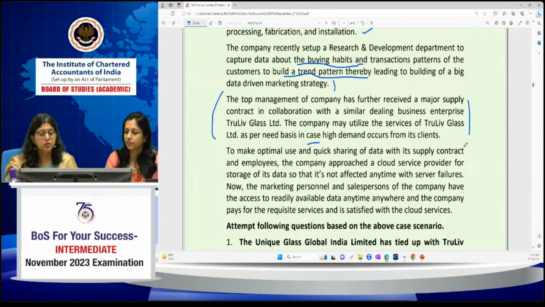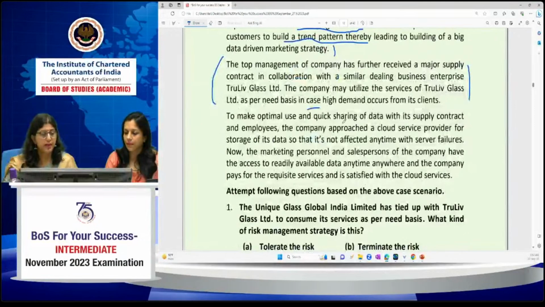To make optimal use and quick sharing of data with its supply contract and employees, the company approached, at the same time, a cloud service provider for storage of its data so that it's not affected anytime by any server failures. So they are relying on a cloud computing service provider also. Now the marketing personnel and salespersons of the company have access to readily available data anytime, anywhere, and the company pays for the requisite services. So they are paying the cloud service provider on a need basis, and the data is available to its personnel and clients all the time, 24/7.